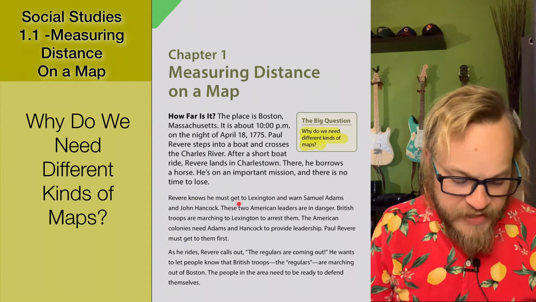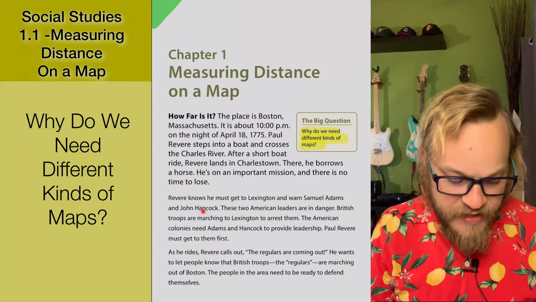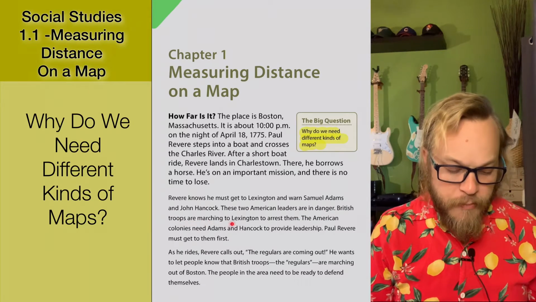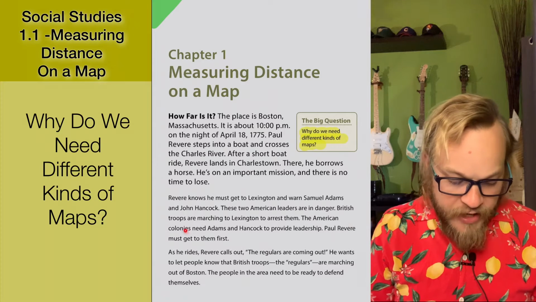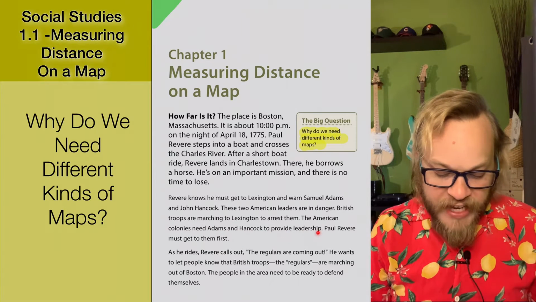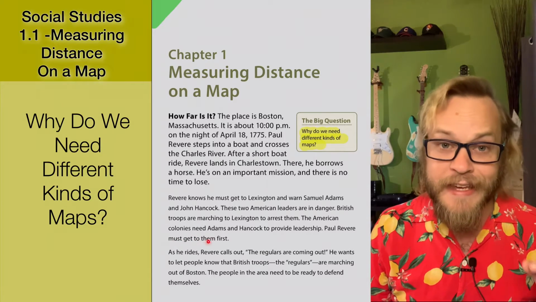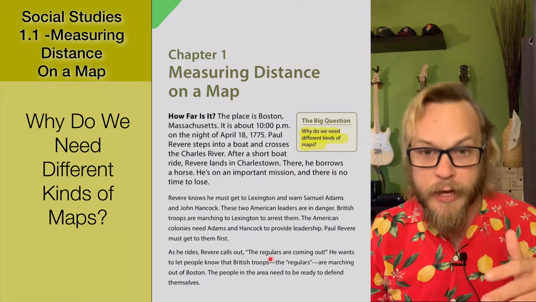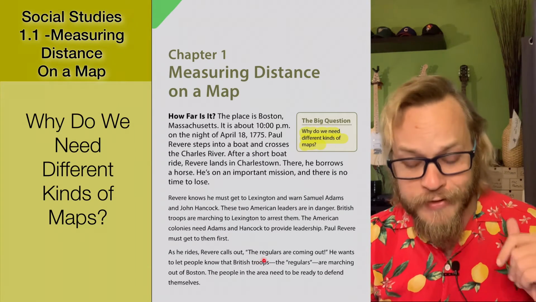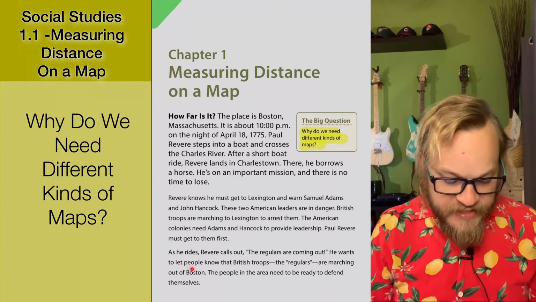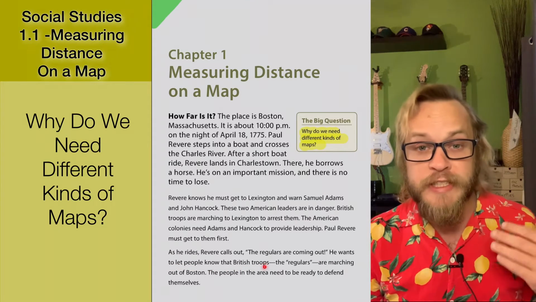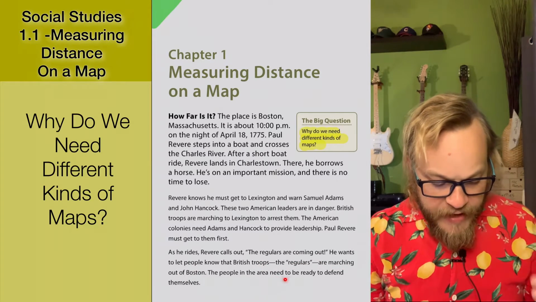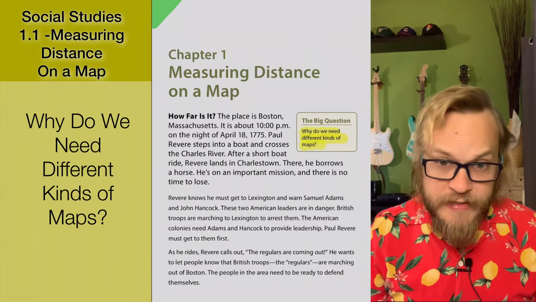Paul Revere knows he must get to Lexington and warn Samuel Adams and John Hancock. These two American leaders are in danger. British troops are marching to Lexington to arrest them. The American colonies need Adams and Hancock to provide leadership. Paul Revere must get to them first. As he rides, Revere calls out, "The British are coming!" Or as he would have said, "The regulars are coming!" He wants to let people know that the British troops, which they refer to as the regulars, are marching out of Boston. The people in the area need to be ready to defend themselves.